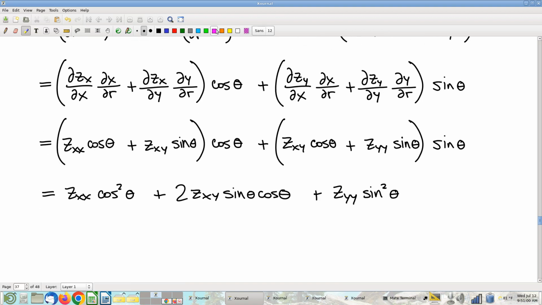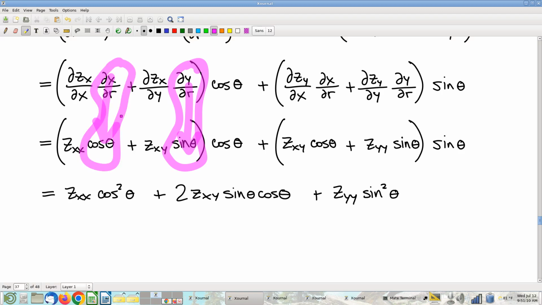Again, we already know what x and y are as functions of r and theta. I can compute this r partial explicitly. And likewise, that I can compute explicitly. And likewise here and likewise here. So that's just a rewrite, basically.